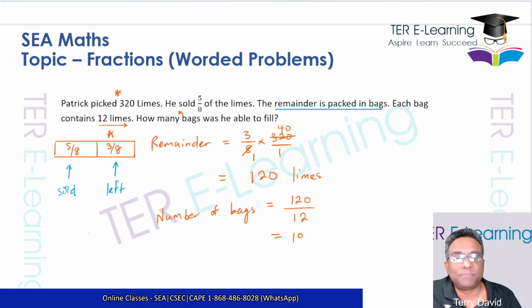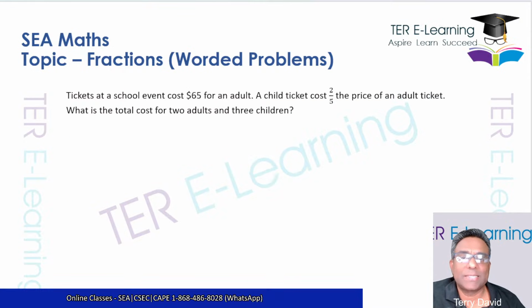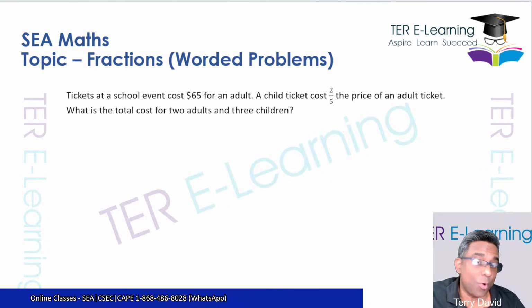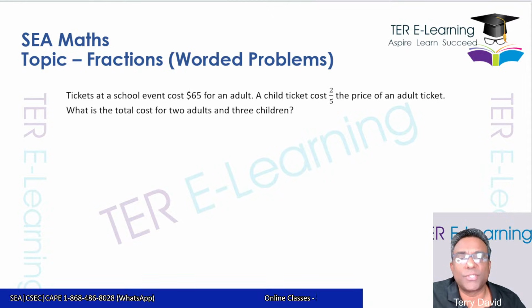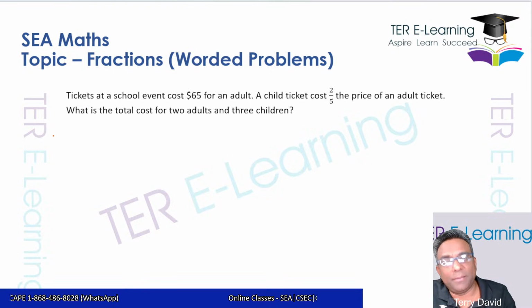Let's try the next one here. Tickets at a school event cost $65 for an adult. A child ticket costs 2/5 the price of an adult ticket. What is the total cost for 2 adults and 3 children? So we have tickets here being sold. So we have adult, and the adult ticket is $65.